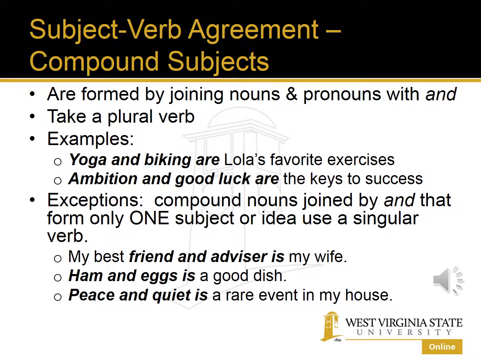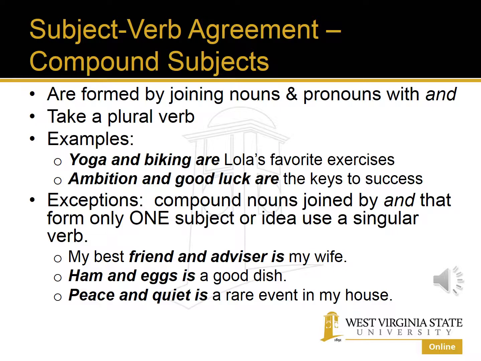Another problem area with subject-verb agreement occurs when we have compound subjects. So, for example, if we have two or more subjects joined by the conjunction and, then we generally are going to use a plural verb. For example, yoga and biking are Lola's favorite exercises. Yoga and biking is a compound subject, so it expresses two ideas, therefore we have to use a plural verb, are. Ambition and good luck are the keys to success. Again, we have two ideas, ambition and good luck, therefore we have a plural verb.